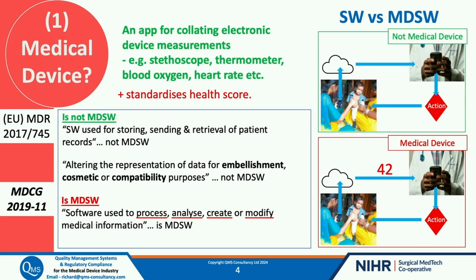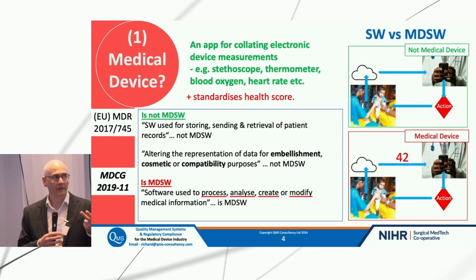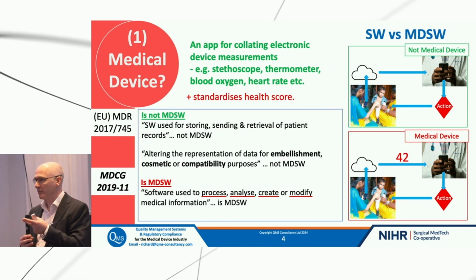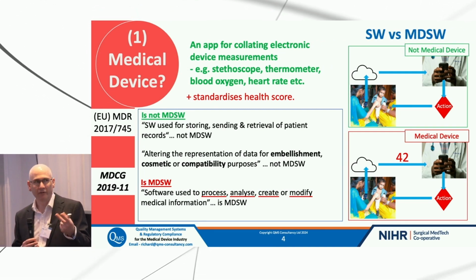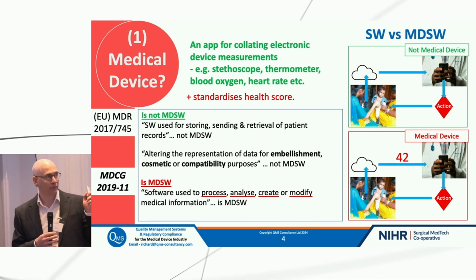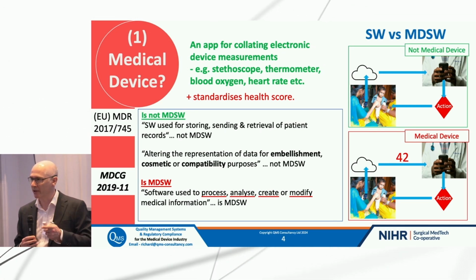What we did with the product was we added a standardized health score. The standardized health score was from the NHS. It wasn't invented by the client. It was simply logged into the software, and there's a lookup table for that number, and it would come up with a number between, say, 1 and 50, 50 being very unhealthy and 5 being quite healthy. So adding that bit of information, you are now processing the data you've got, and therefore it becomes medical device software.